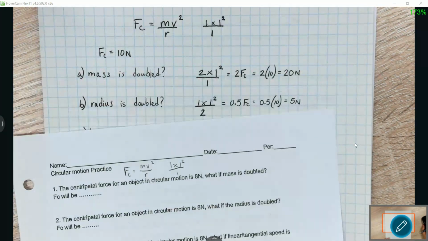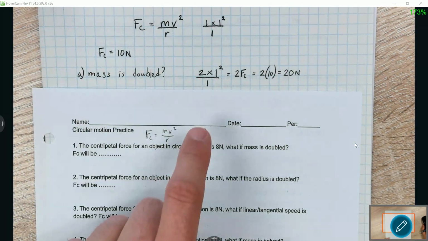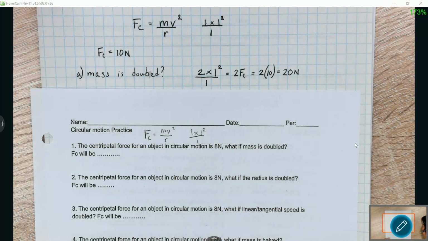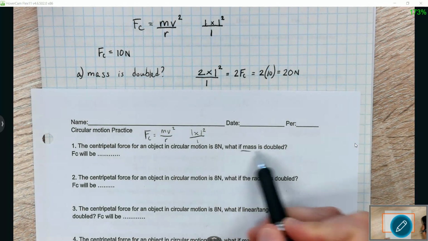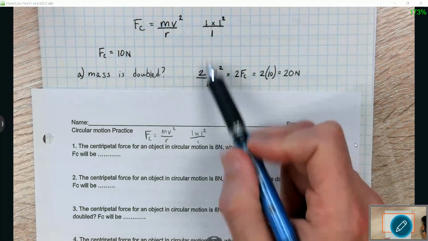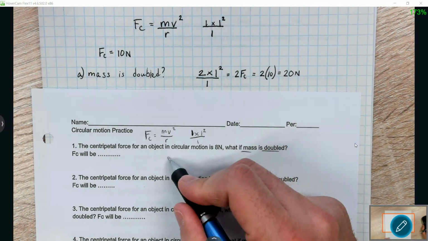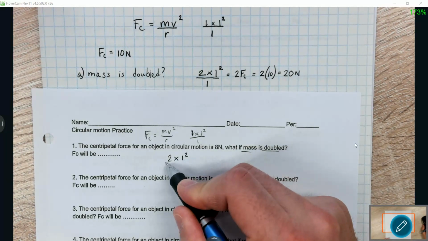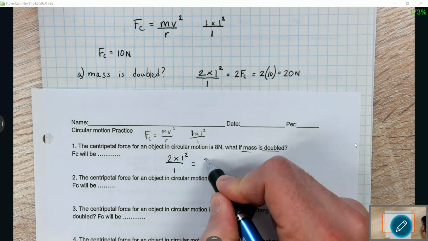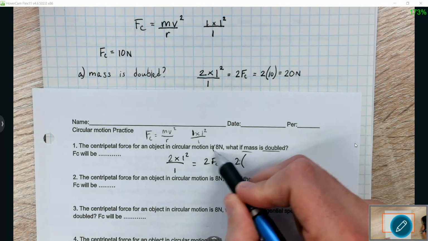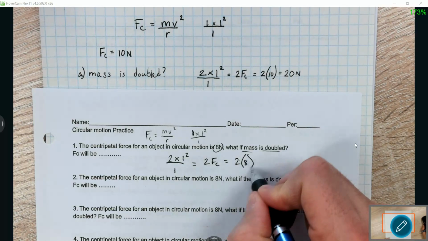Hey, here's our first problem. The mass is doubled. Okay, if the mass is doubled, you would do pretty much what we just did. Mass doubled. So if mass is doubled, this 1 that goes for M would be a 2. Everybody else didn't change. So this would be 2 times the force. And 2 times our original force in this problem, which is 8, what's 2 times 8? 16.